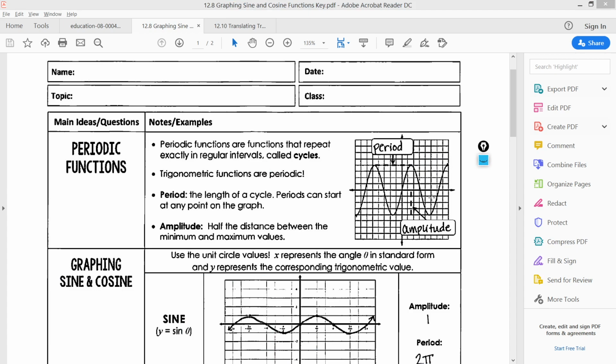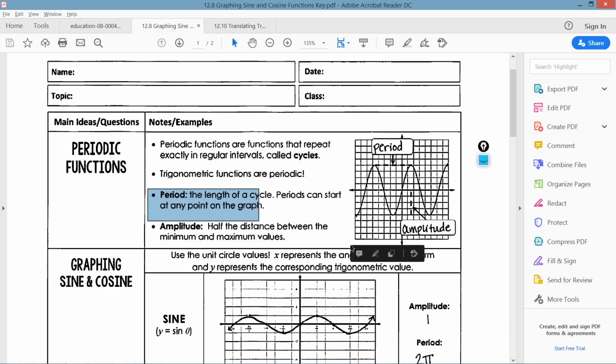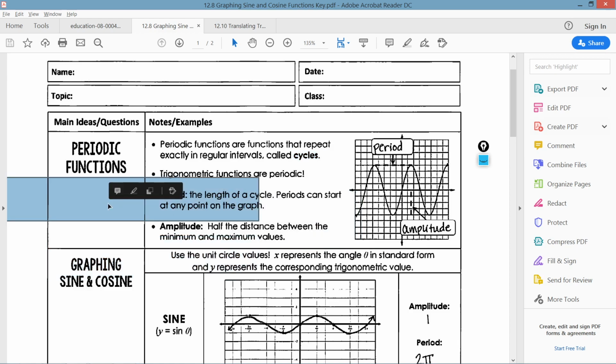So let's talk about a couple things that are important, okay? Well, we talked about them being cyclical, okay? I gave you a graph that looks kind of like this, but was way better. And we're going to talk about 2 pieces of terminology now, the period and the amplitude, okay?